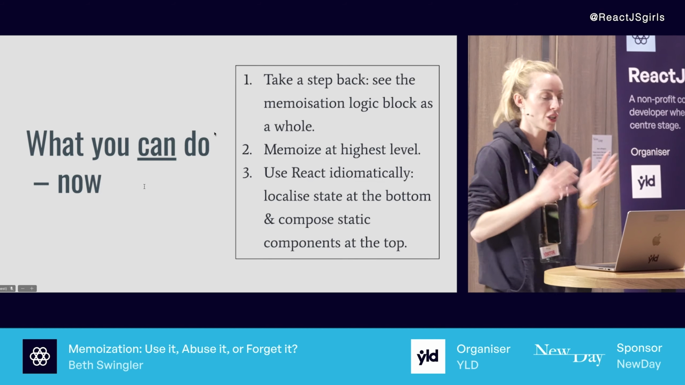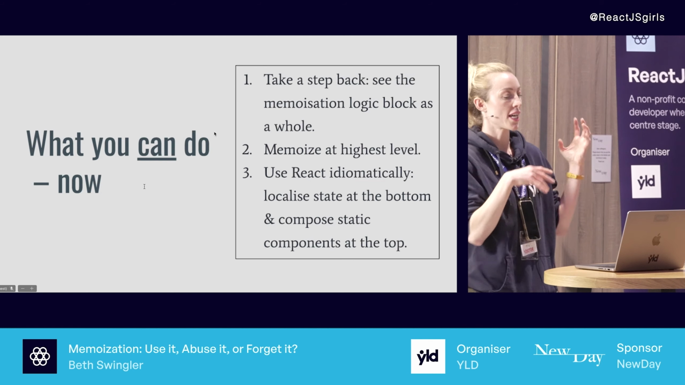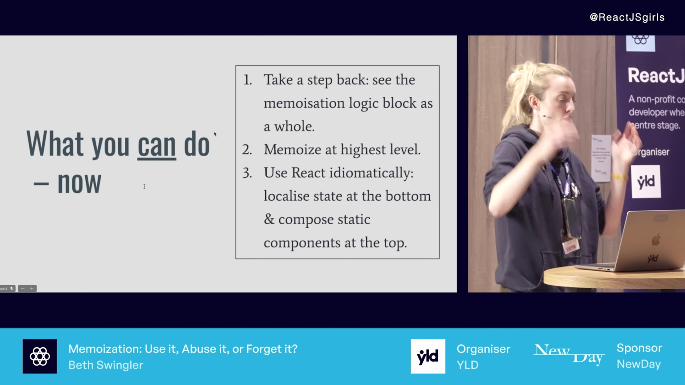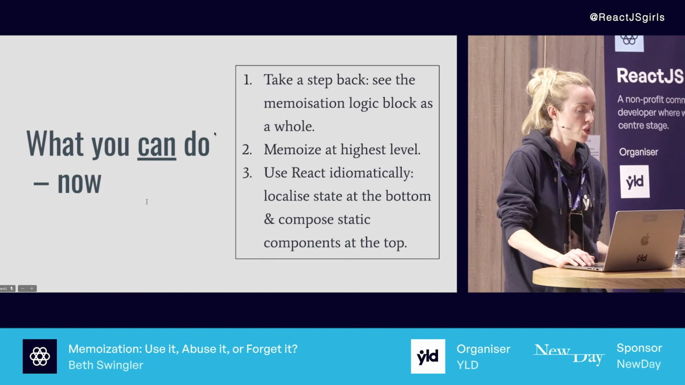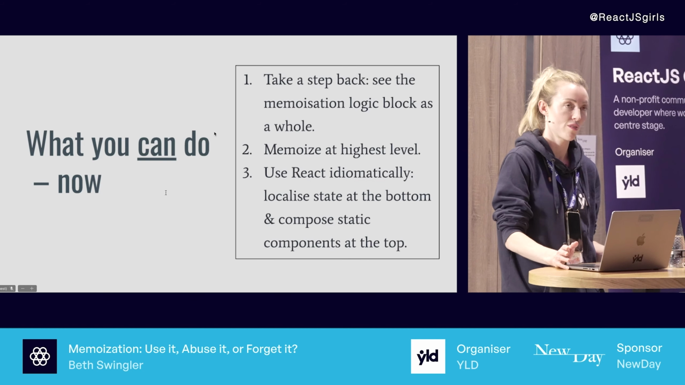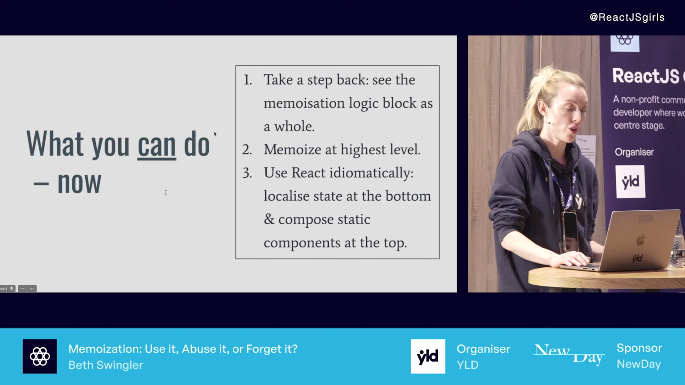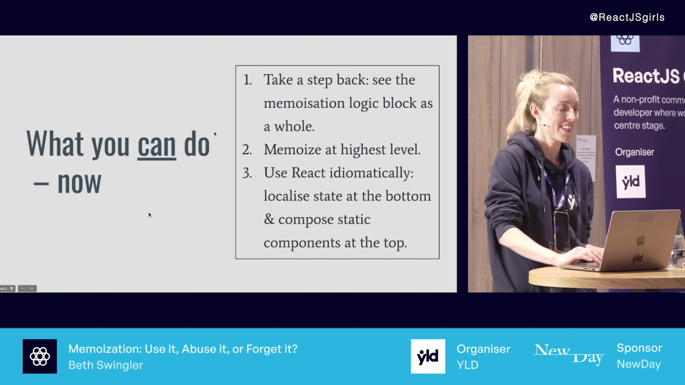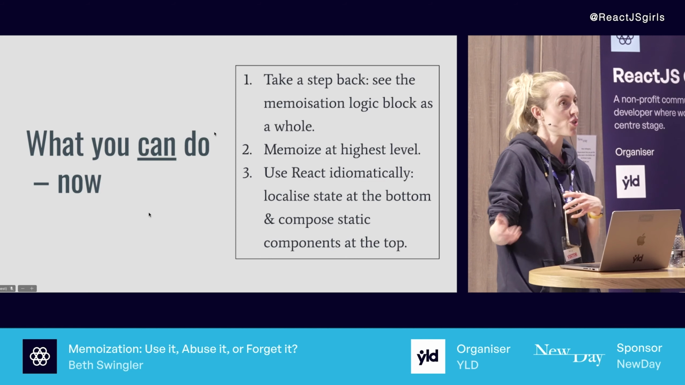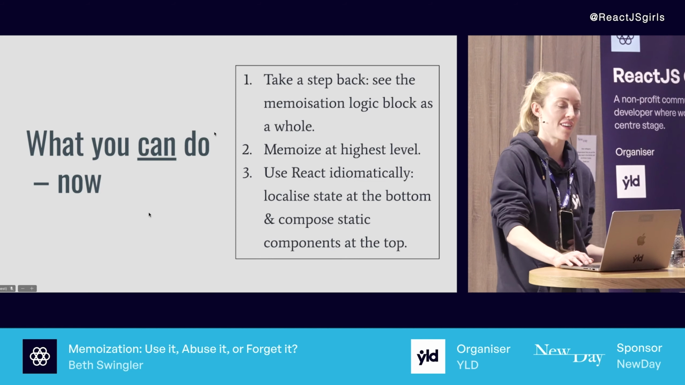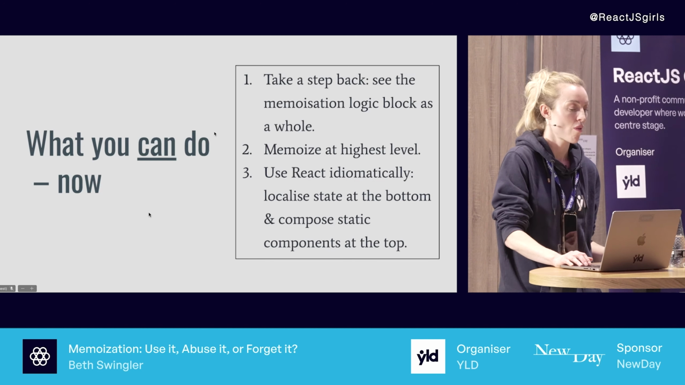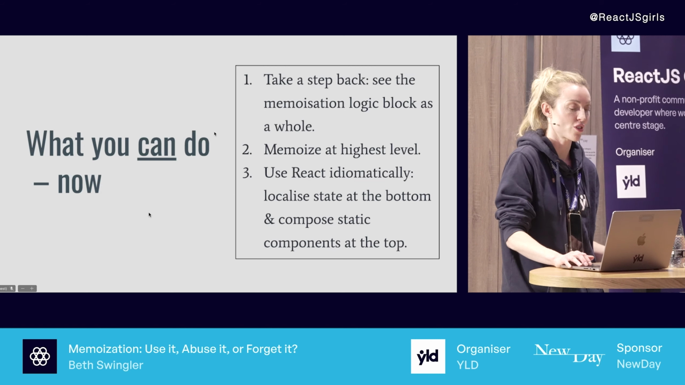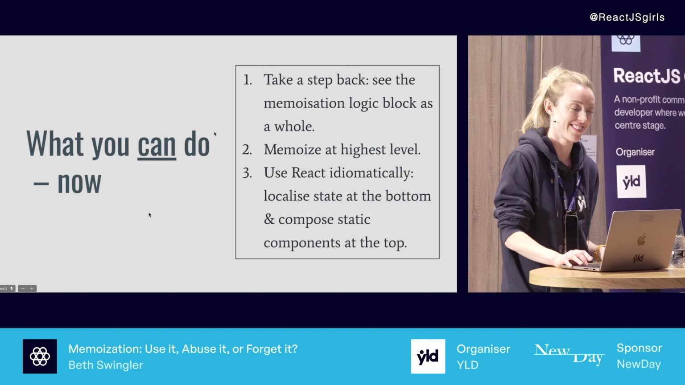And finally, use React idiomatically. Localize state at the bottom and compose static components up at the top. So you might not need a compiler to forget memoizing, if you can forget about memoizing all for yourself. And the best part is that these things will benefit you and your team and the compiler. So when it does come along, finally, to auto-memoize our components.